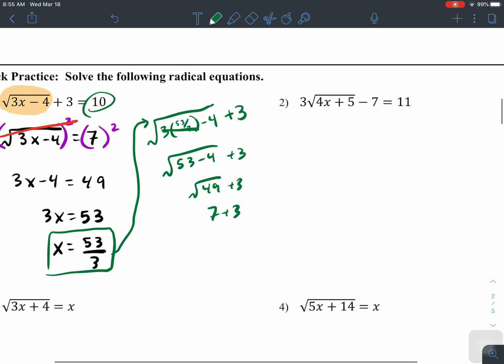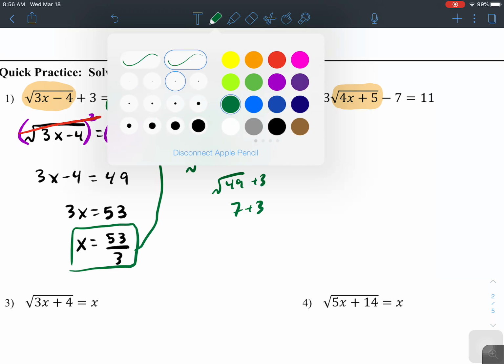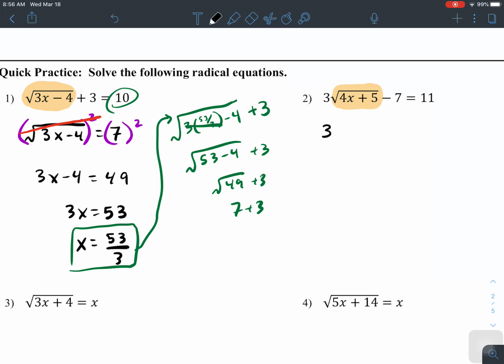Number 2 is new in the sense it has a coefficient. But that doesn't change anything because if we put a box just around the radical, or we highlight just the radical, it allows us to see if we want to get this by itself. We do the same thing we've been doing. We're going to get rid of that minus 7 by adding 7 to both sides.